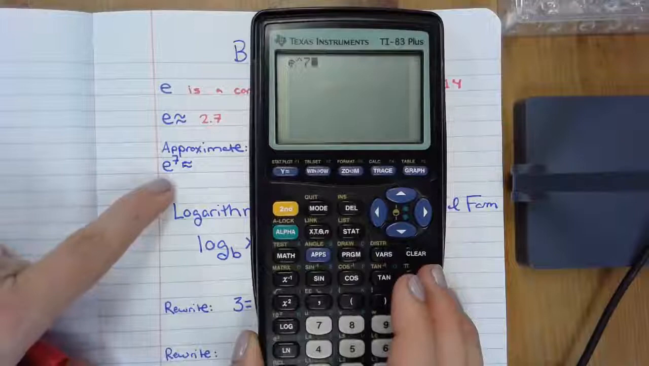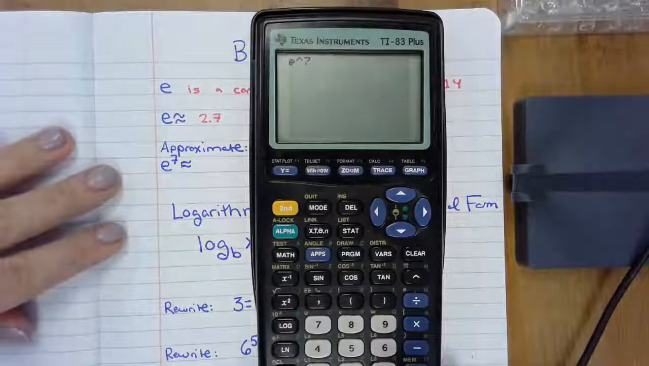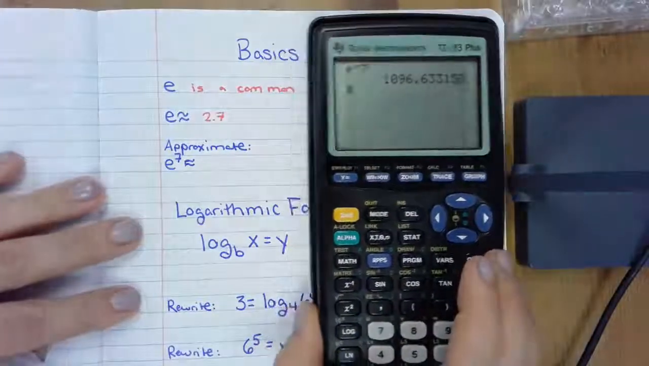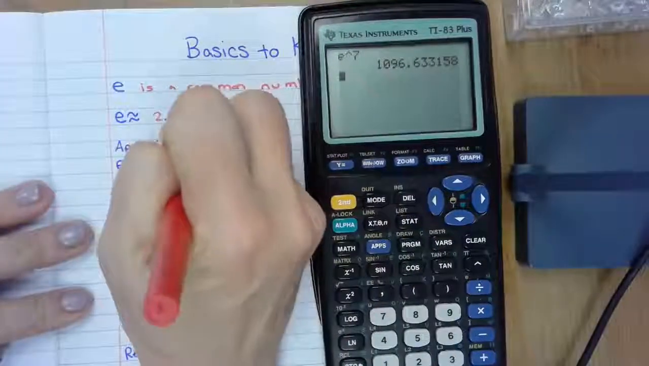2.7 is like 3, so 3 to the 7th power, 3 times 3 times 3 times 3. It's going to be a really large number. And so I see 1096, and just pay attention to whatever I'm asking you to do with rounding.